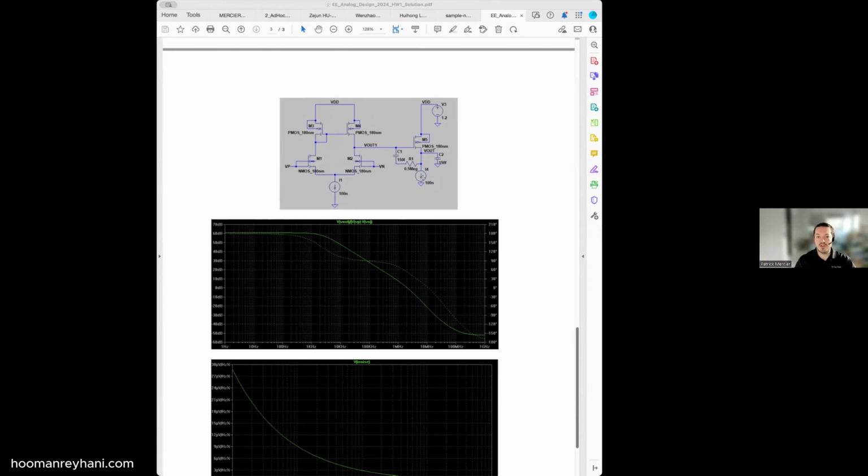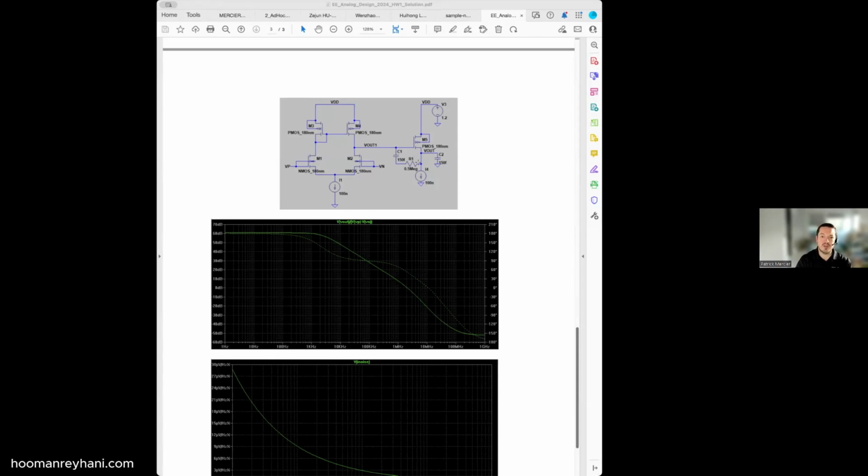And then within the design, we start with the GM over ID design methodology. We added a second stage. We also biased this with about 100 nanoamps, so 100 nanoamps for both stages. So that's 200 nanoamps total at a 1.2 volt supply that satisfies the less than 250 nanowatt total power consumption. And the size of this transistor is chosen according to the GM over ID design methodology to hit an additional 20 dB of gain. So you have 40 dB from the first stage and 20 dB from the second stage.